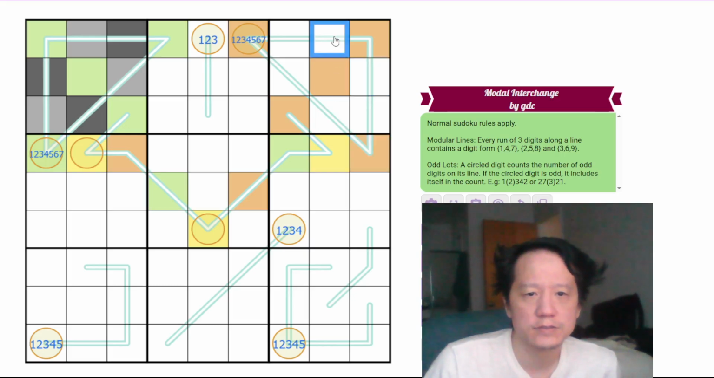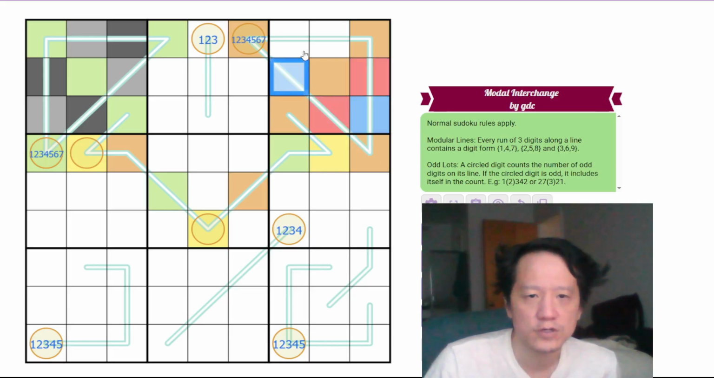What about these? I guess we'll make these blue and red. Make that blue, which makes this red. Therefore, this is red, this is blue, this is red, and this is blue.